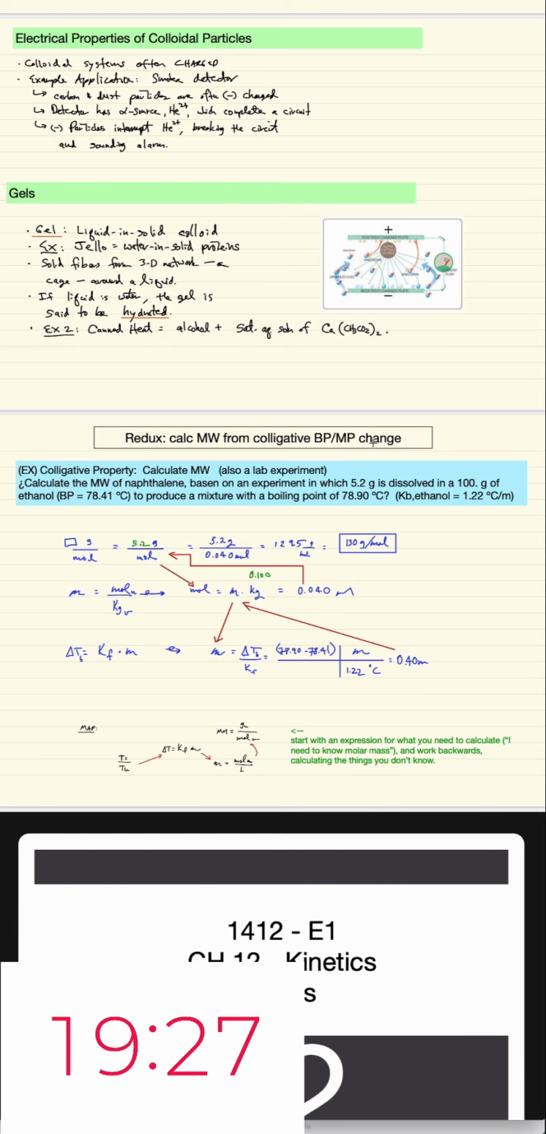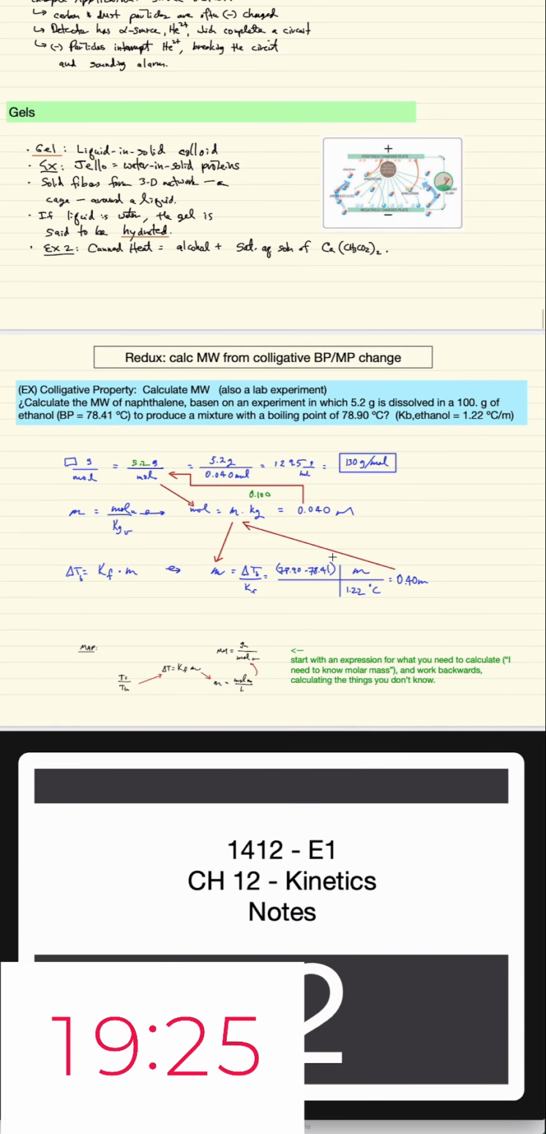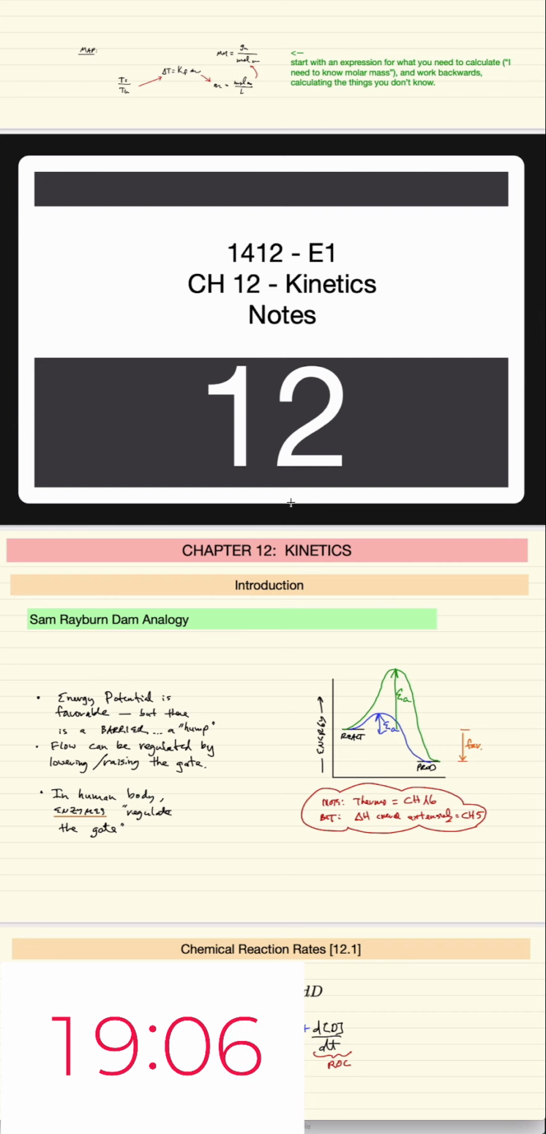Calculate molecular weight from boiling point or melting point change. I can almost assure you'll have at least one, maybe more, probably on your lab test. It's standard fare to calculate molecular weight from some colligative property: boiling point elevation, freezing point depression, or osmotic pressure. Bank on it.